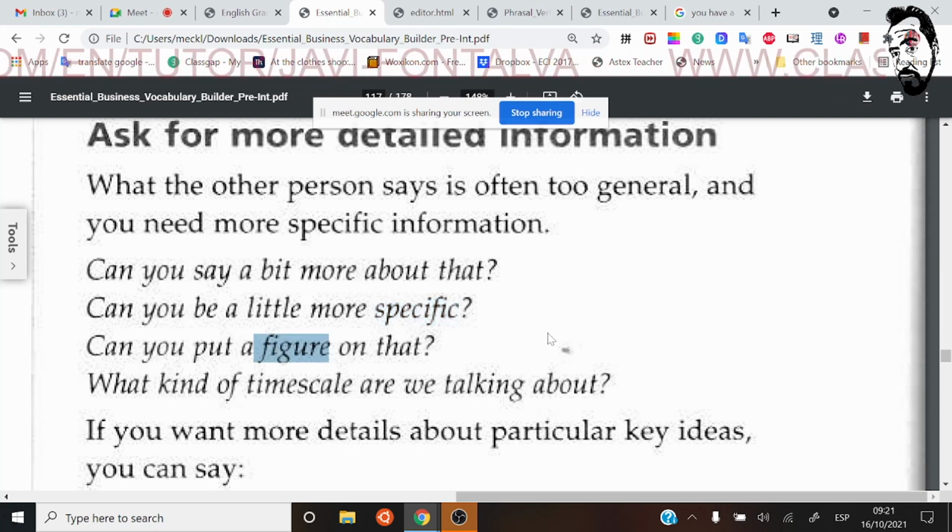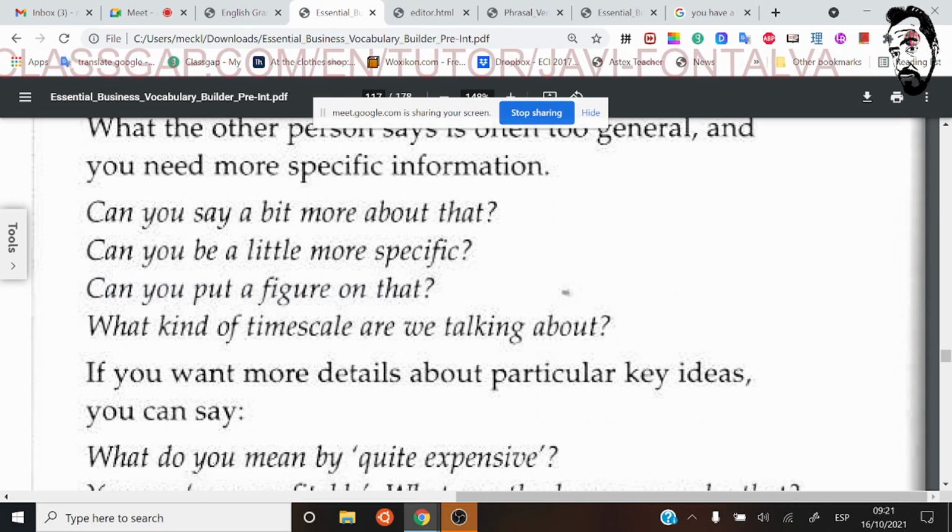So sometimes you want to know the money, the price. Can you put a figure on that? Dame un precio. Figure on that? Precio. Figure es como número. Okay? Can you put a figure on that? So figure is like number in English.